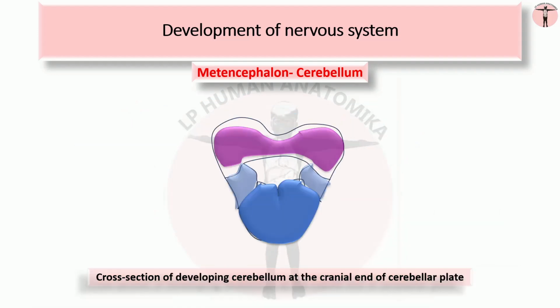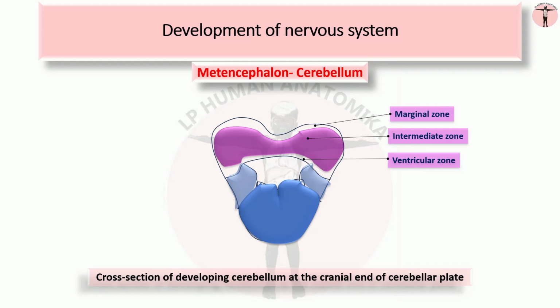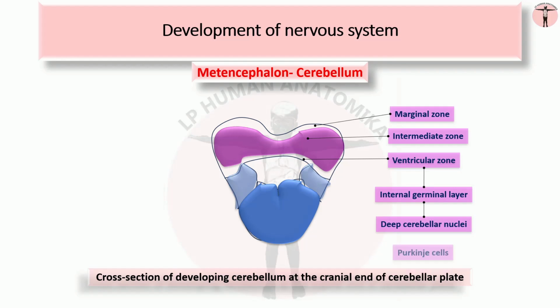Like the rest of the neural tube, the rhombic lips consist of neurectoderm arranged in the ventricular zone, intermediate zone, and marginal zone. In the third month, the neurectoderm in the ventricular zone undergoes proliferation and forms the internal germinal layer. The internal germinal layer gives rise to the following structures: deep cerebellar nuclei, which include dentate, emboliform, globose, and fastigial nuclei, Purkinje cells, and the Golgi cells.